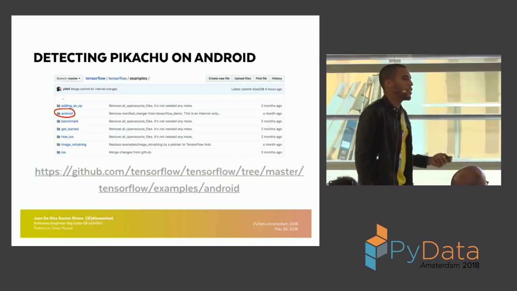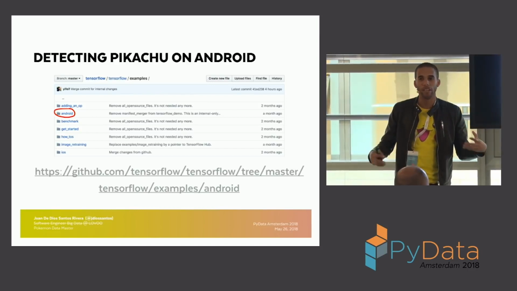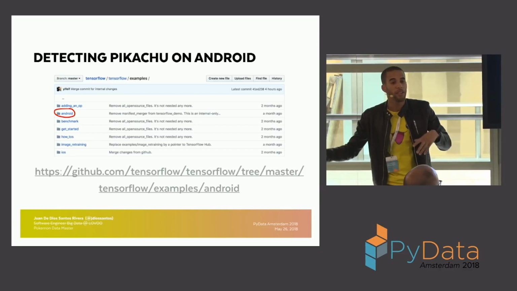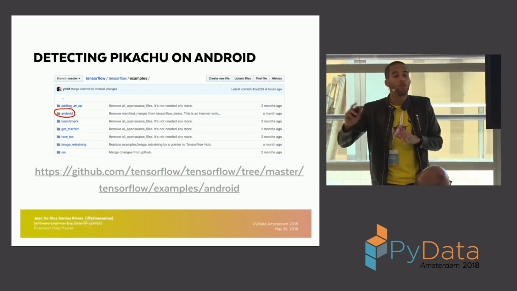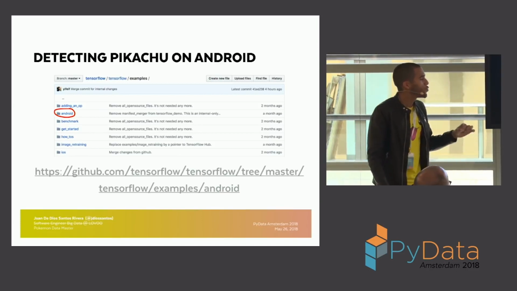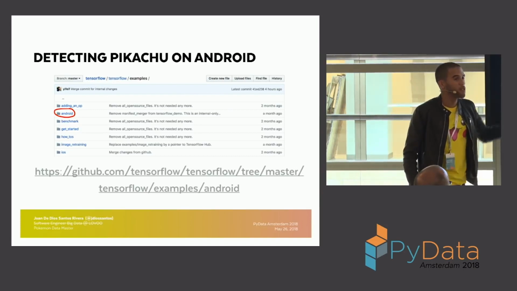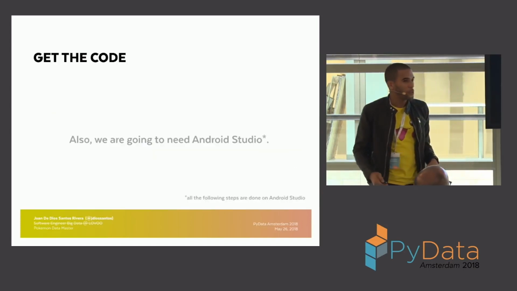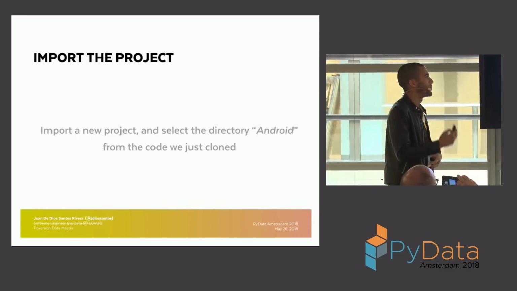So now, on Android. How do we do this on Android? First, of course, we need to get the Android demo project from TensorFlow. So please, now we need to clone the TensorFlow repo, not the models one, the one from the official TensorFlow repo. And somewhere there, there's a directory called Android. This is what we need. Also, we're going to need Android Studio. So get ready to install another IDE on your computer.